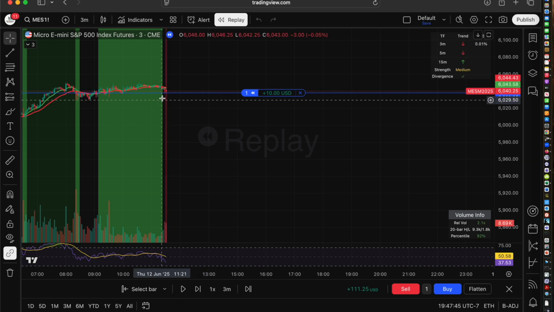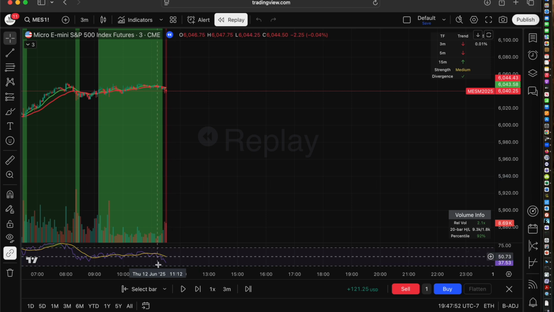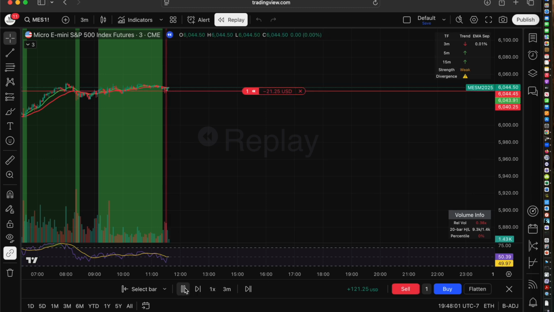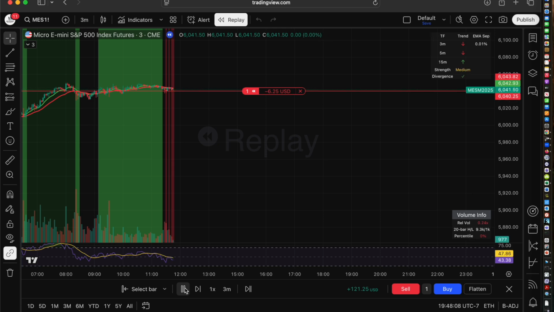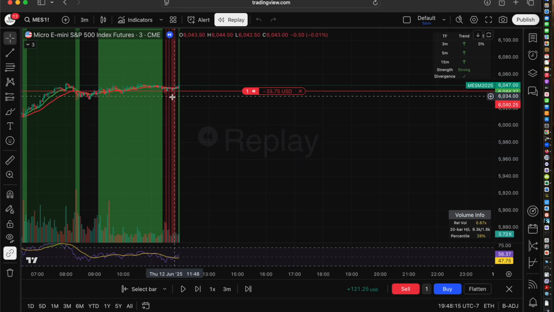Yep. Okay. It's gonna start turning, so I'm gonna close that trade. It's started turning bearish, so put in a sell. Oh man. Okay. It's gonna turn bullish here now.